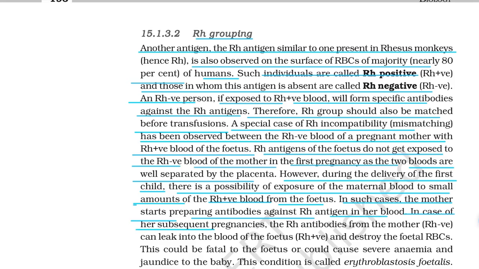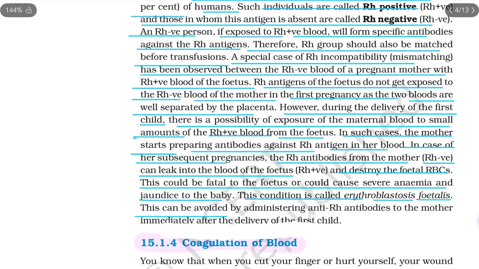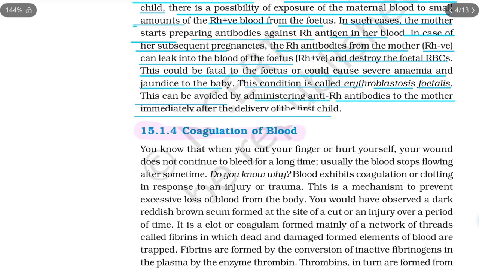In case of her subsequent pregnancies, the RH antibodies from the mother, who is RH negative, can leak into the blood of the fetus and destroy the fetal RBCs. This could be fatal to the fetus or could cause severe anemia and jaundice to the baby. This condition is called erythroblastosis foetalis. This can be avoided by administering anti-RH antibodies to the mother immediately after the delivery of the first child.